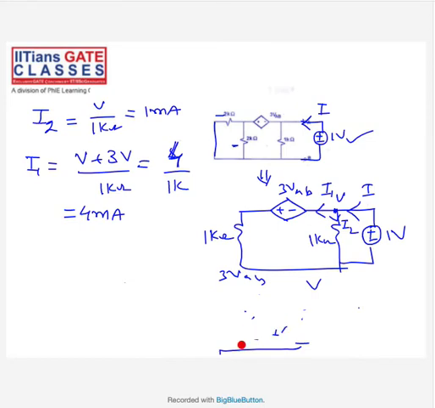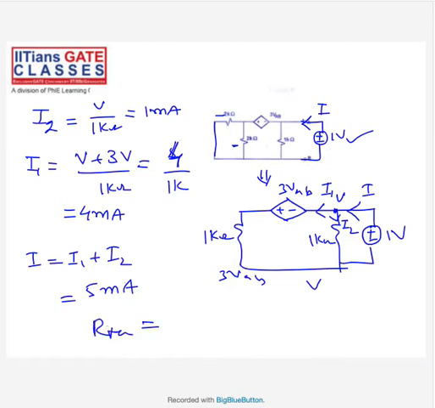So if this is 4 milliamperes, can someone tell me what is I? I will be I1 plus I2, which is 5 milliamperes. So R Thevenin will be V by I. V is 1. 1 by 5 milli is 0.2 kilo. So 0.2 kilo ohms. Okay. Is it clear now? Is it clear now? R Thevenin? Okay.